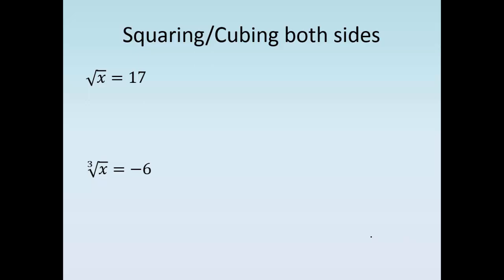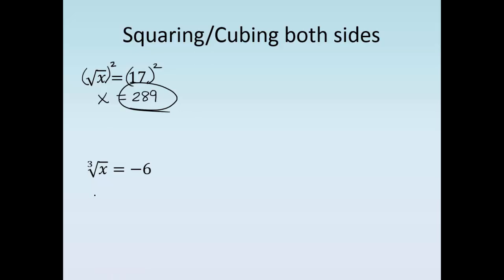Okay, now let's try a couple more simple equations. This one has a square root in it already. The opposite of square root is squaring. So we're going to square this side of the equation, and we're going to square the other side of the equation. Square root and square cancel out. I have x. And the square of 17 is 289. We are done.